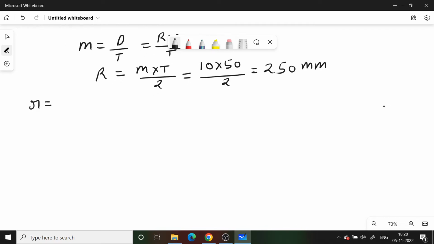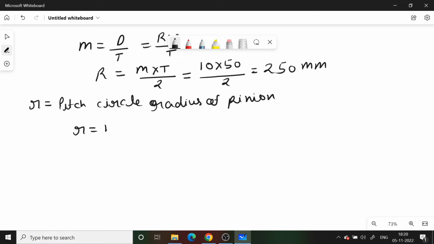Let small r be the pitch circle radius of pinion. So from here small r will be equal to small m, module, into number of teeth divided by 2. Module is 10, number of teeth is 13, divided by 2, is equal to 65 mm.